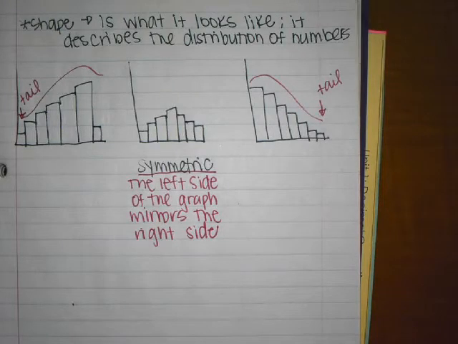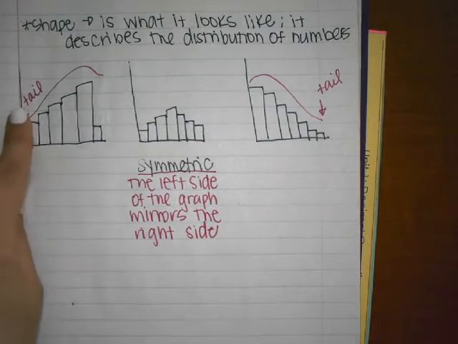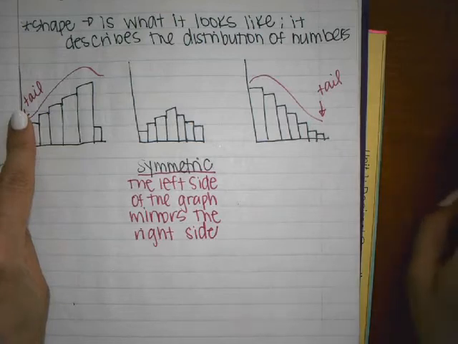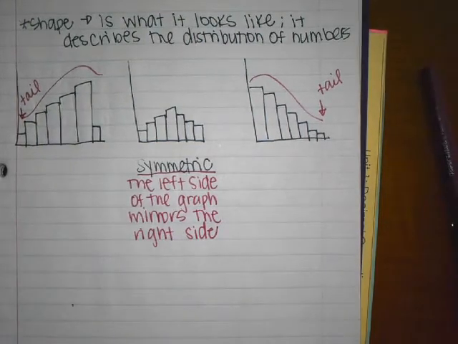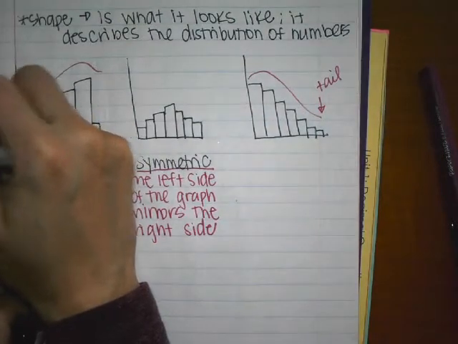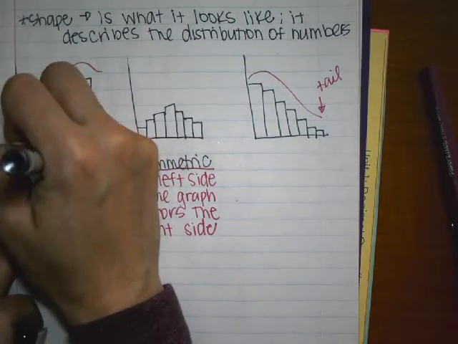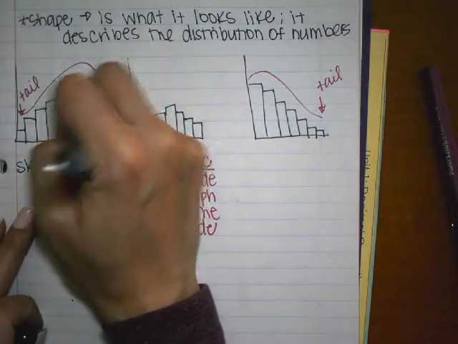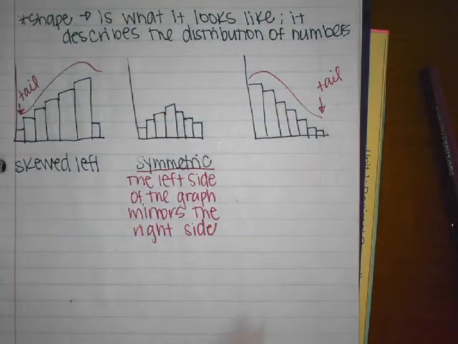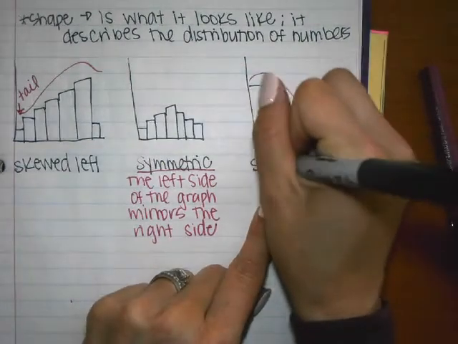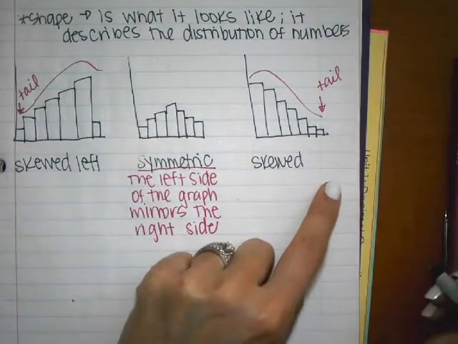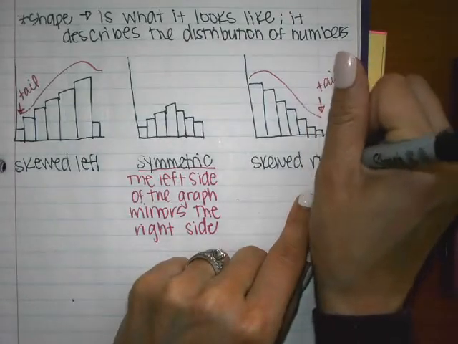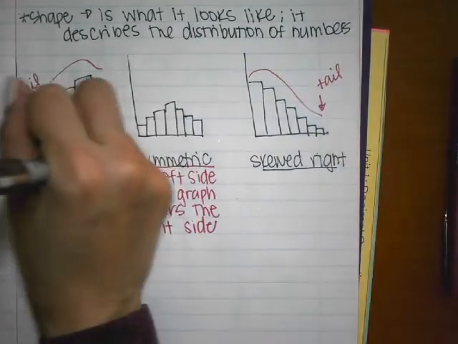The tail is what tells you if it's skewed left or skewed right. So the side that the tail is on tells you it's to the right or to the left. So the tail is on what side? The right side or the left side? The left. So because the tail is on the left, that means that this data is skewed left. And that means this data is skewed what? Right, because the tail is on the right side.